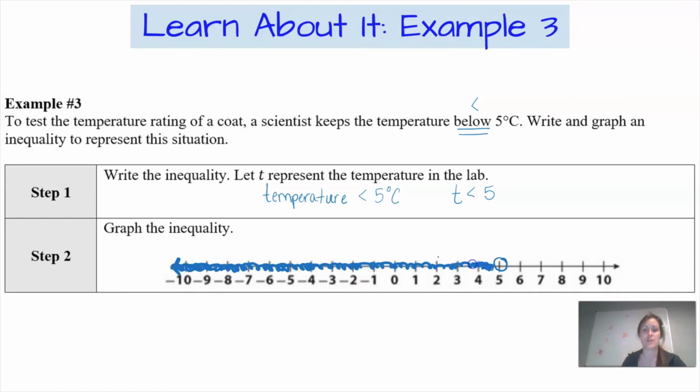And note that there's an arrow on the end of my number line here on the left. So that means it continues going, but that would be silly for me to draw a number line that went on forever.